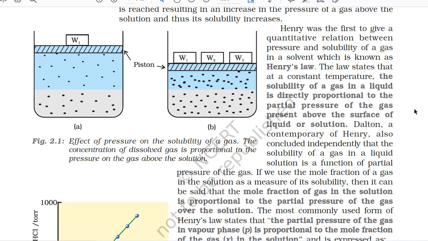Henry was the first to give a quantitative relation between pressure and solubility of a gas in a solvent, which is known as Henry's law. The law states that at constant temperature, the solubility of a gas in a liquid is directly proportional to the partial pressure of the gas present above the surface of liquid or solution.